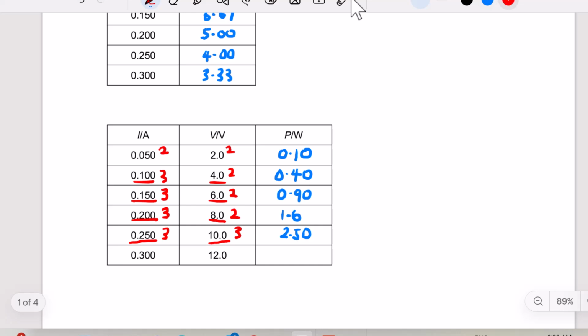Okay, let's finish up the last one. We have a 3SF number multiplied with a 3SF number. So the answer has to be written to 3SF. So it's going to be 3.60. So in the practical papers, you must be very suspicious of beautiful numbers.